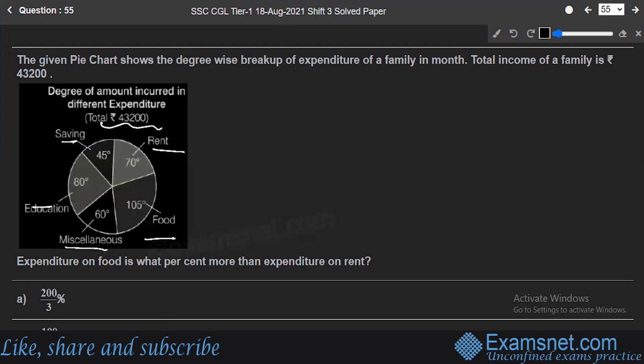Now let's look at the question. What is being asked? Expenditure on food is what percent more than expenditure on rent? So that means you have to just find out the expenditure of both, right? Here's a short trick to do the sum.